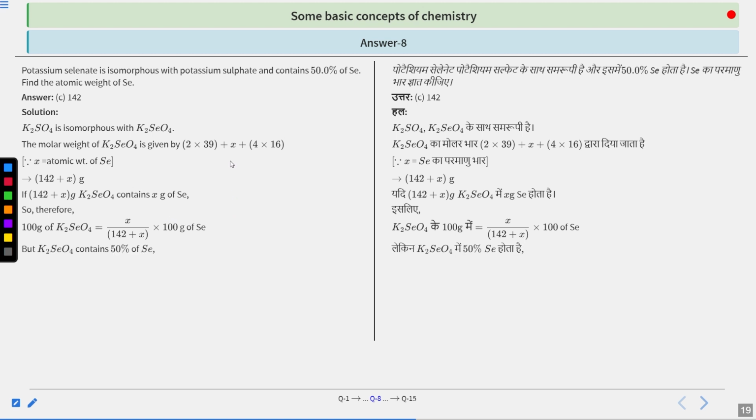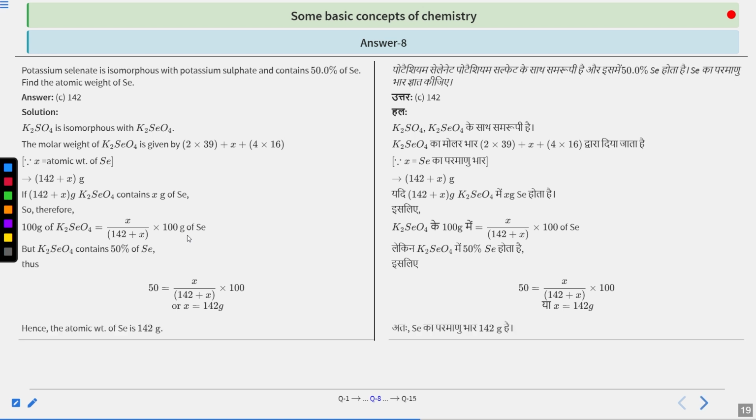But it is written that K2SeO4 contains 50% of selenium, right? So it is already being written. Hence, we can equate both of these and get the value of X as 142 gram. So this is the atomic weight of selenium. Clear? 142 gram. Same thing is written here, that the atomic weight of selenium is 142.